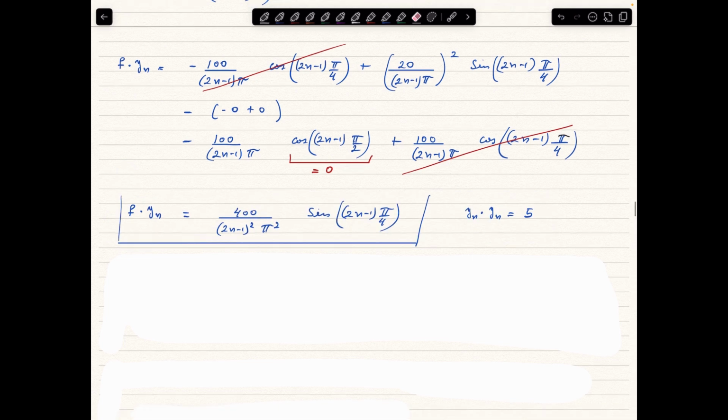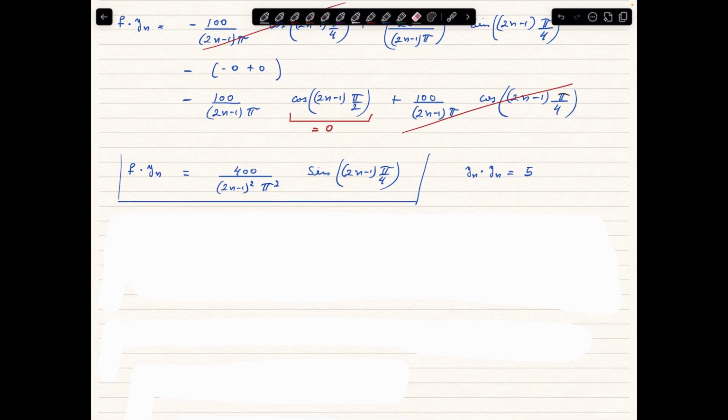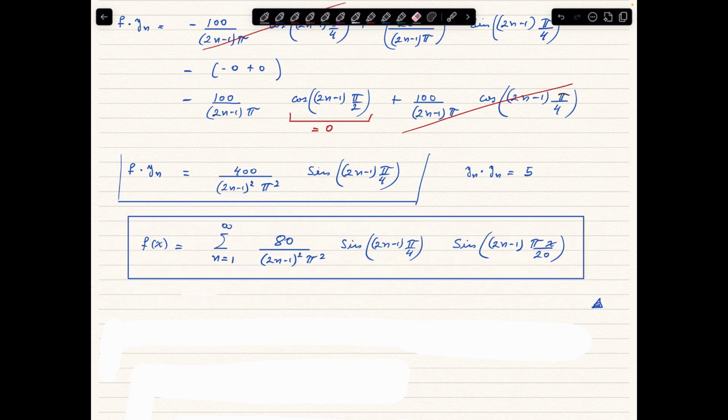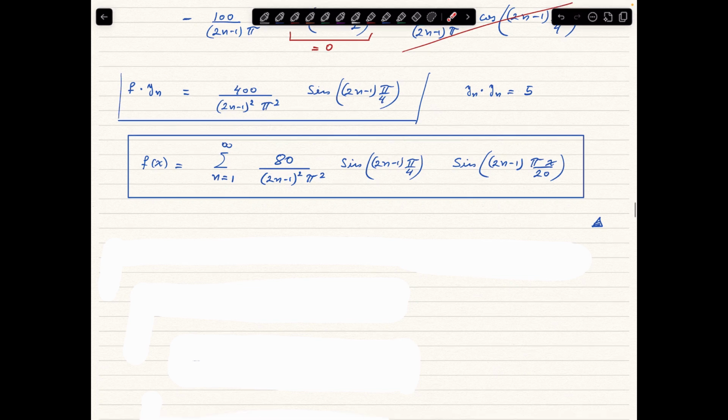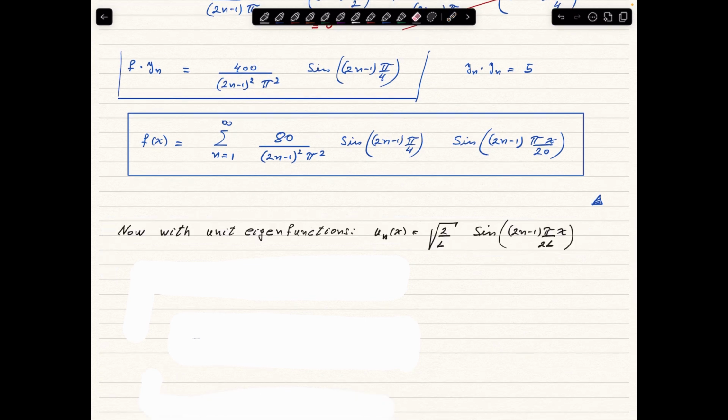And that's the result. And now this is the dot product, this is the other dot product, we put them together and we get this expansion for the function f. This is the function and this is the coefficient. So they are here for you to compare when you do the calculation yourself. Now what happens if we use the unit functions, the ones that have this coefficient here? Recall L is 10 in this problem.